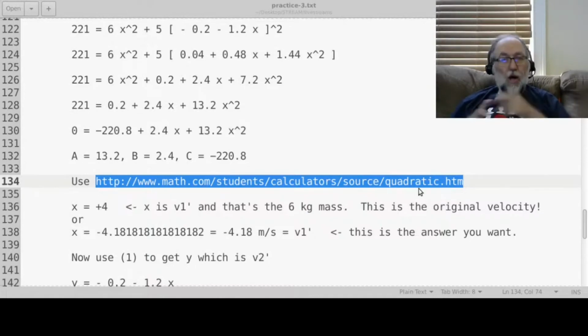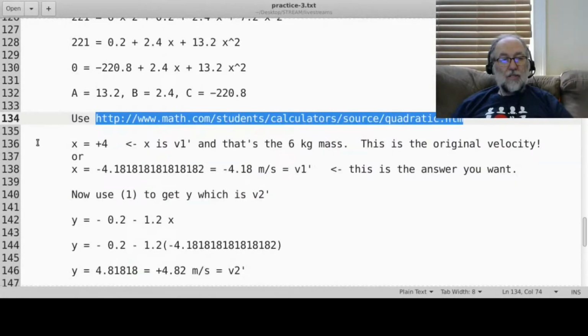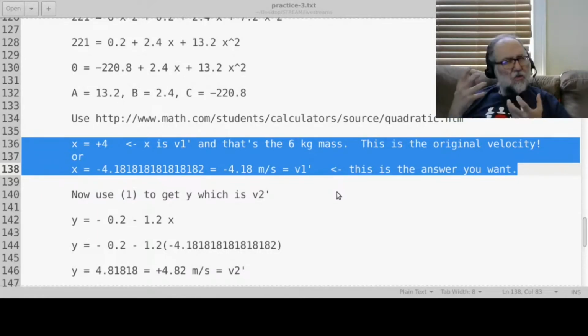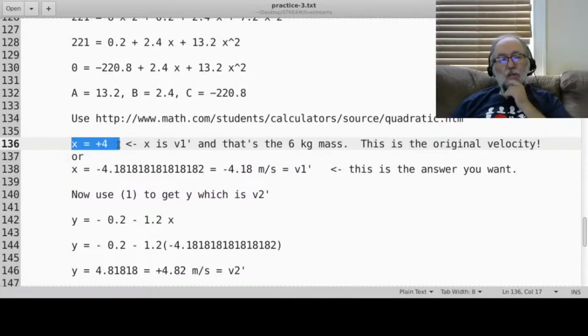All right, so now what? Well, you get two solutions for x. Here they are. Why two solutions? Because it's a quadratic. Just like in the kinematics, when we had to solve a quadratic, we got two solutions, and we had to ask what they mean, which one I want, and how to interpret them. Same thing here. The first one that you get is x equal to plus 4. What does that mean? Remember that x is just v1 primed.